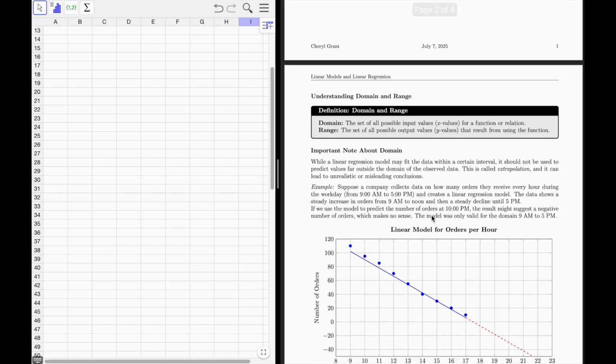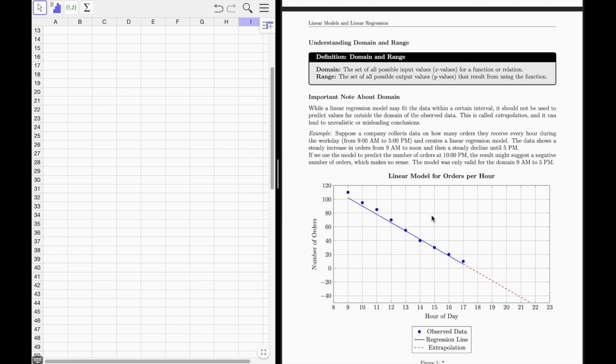Okay, the next thing that we need to talk about that's really important before we start making our predictions is what's called the domain and the range. Now, we've used these things before, but we've never put a label on it. So domain, that's the set of all the x values for a function or a relationship, and the range is the set of all the y values from the function. Or in this case, we're going to talk specifically about the line. So when we use a model to make predictions and go far outside that range, that's called extrapolation, and sometimes it can lead to unrealistic predictions or something that doesn't make sense.